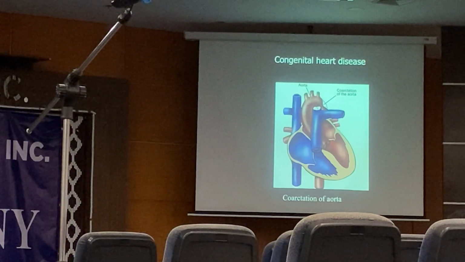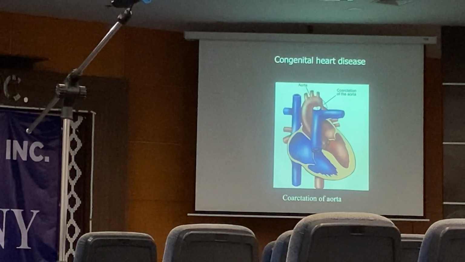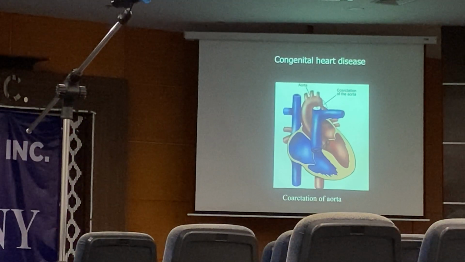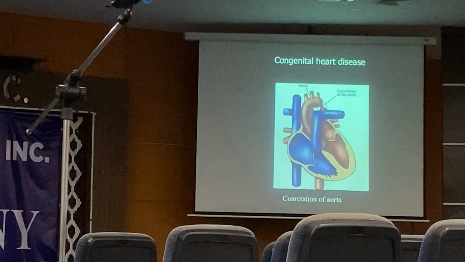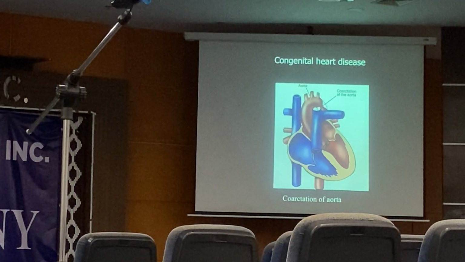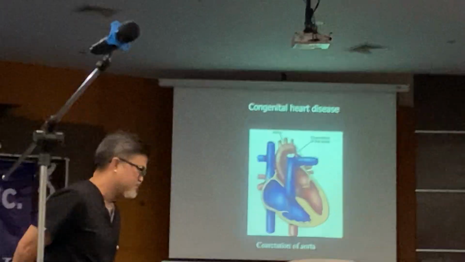In coarctation of aorta, you have a stenosis of your aorta, mostly after the origin of your left subclavian artery. So what's the most common clinical finding in coarctation of aorta? Yes. And in the upper extremities, you have high blood pressure. So if you think you have a coarctation of aorta, what would be the best imaging study that you would request?